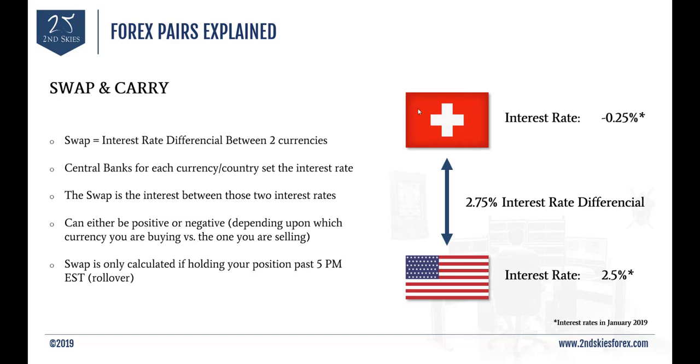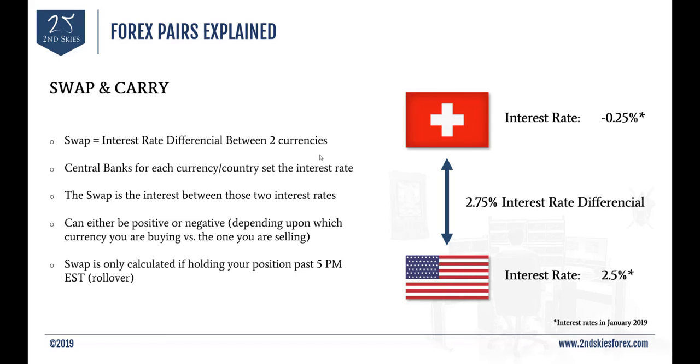I mentioned before that you're buying one currency against the other. So if I'm expecting the Swiss franc to rise in value against the US dollar, then I'm going to buy the Swiss franc. But when I buy the Swiss franc, I'm also buying that interest rate differential. And so if I'm buying the Swiss franc and I'm selling the US dollar, then I'm paying 2.75% interest per day that I hold a position past 5 p.m. New York time. If I open my position after 5 p.m. New York time and I close it before the next 5 p.m. New York time, I don't pay any interest.